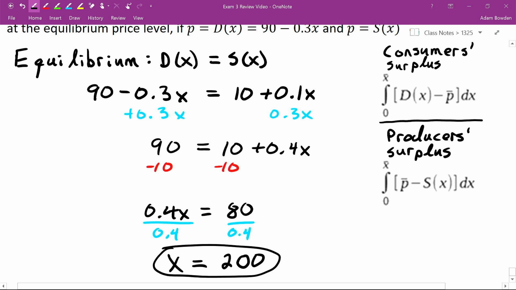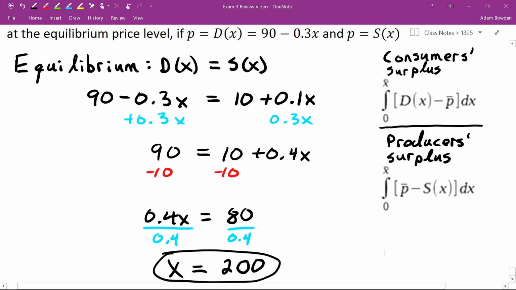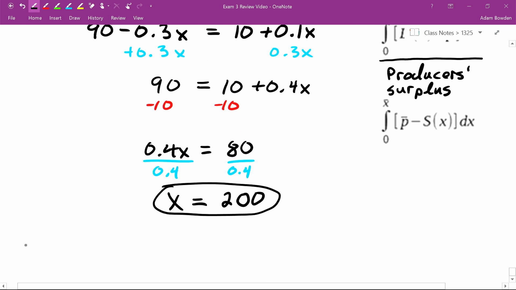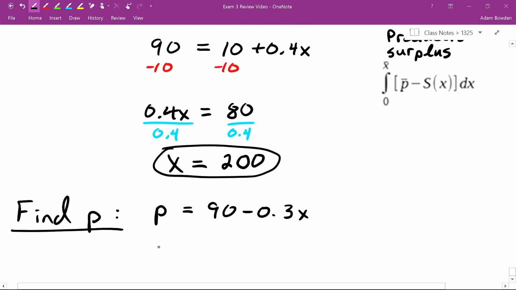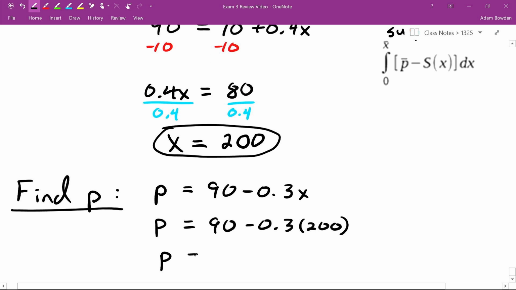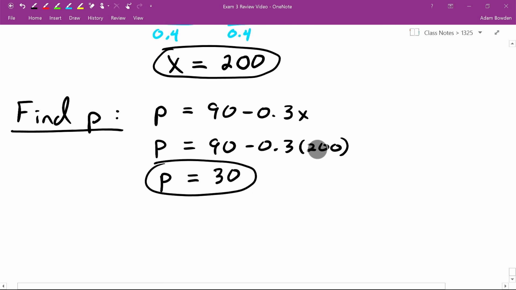Okay, and then what we need to do is find the corresponding price for this value of x. And we can use either formula in order to do this. I'm going to use the one that goes P is equal to 90 minus 0.3x. So we're going to plug in here for x. And I came out with a number for P is equal to 30. So now we've got two numbers we can use here.